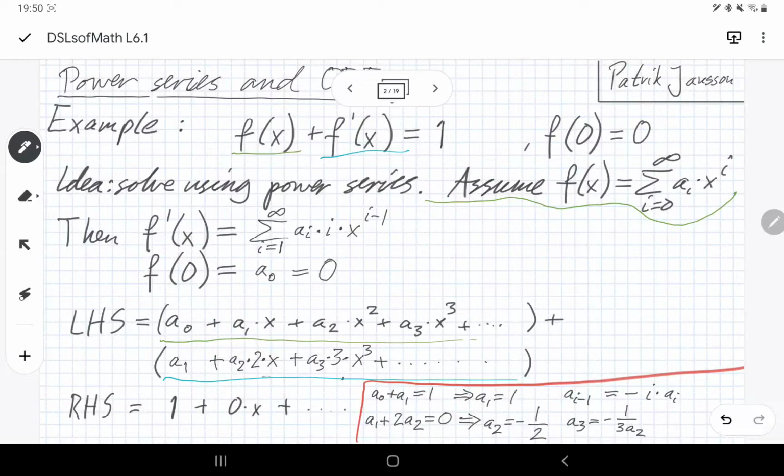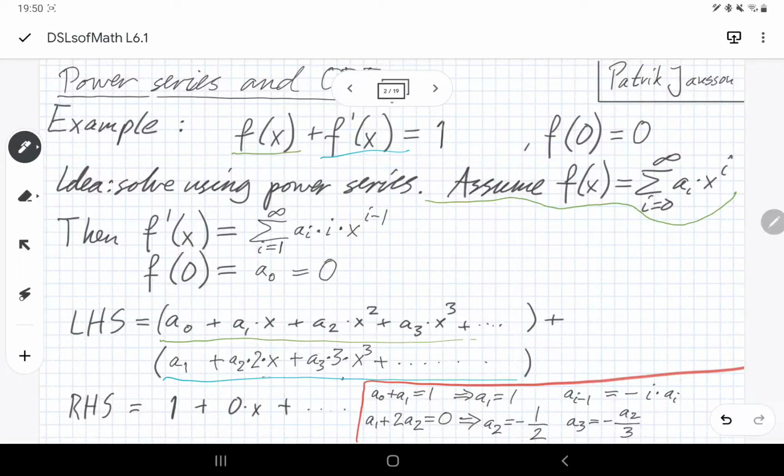No, this is not going very well. It's good that I'm also keeping track. I take too many steps at once. So a3 is definitely a2 divided by 3, so it's minus a2 divided by 3.